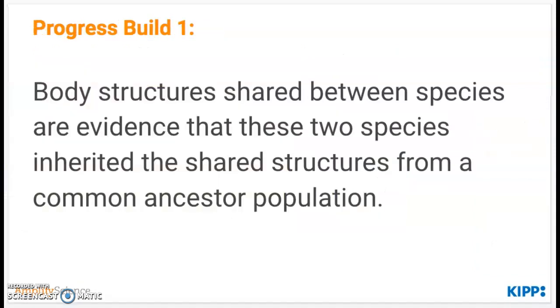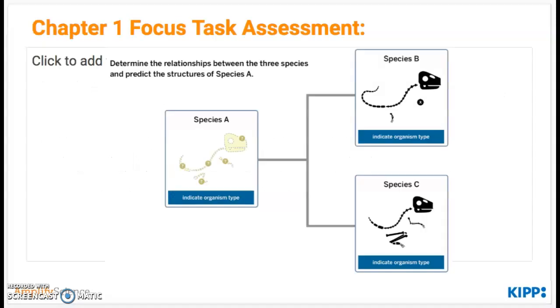Through these activities, students internalize Progress Build 1. Body structures shared between species are evidence that these two species inherited the shared structures from a common ancestor population. Chapter 1's focus task requires students to use the modeling tool to analyze similar structures in descendant species in order to predict what the structures of the common ancestor must be, and explain how they arrived at this answer. Pause here and try it on your own.